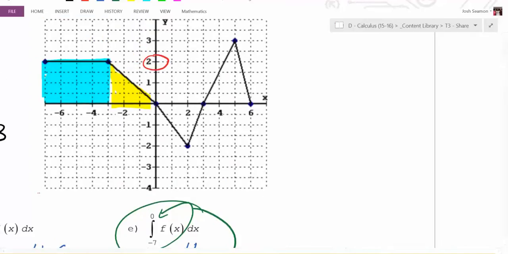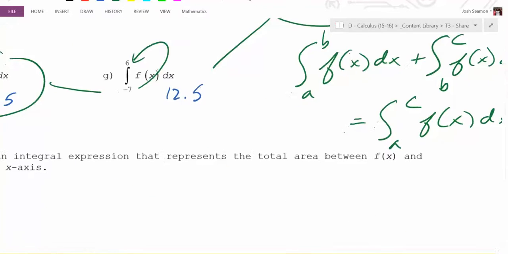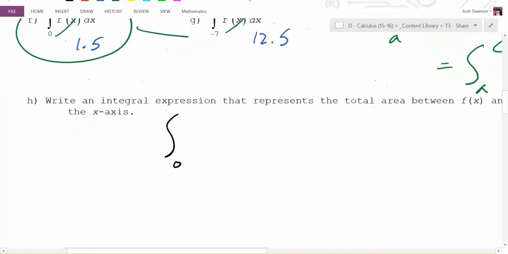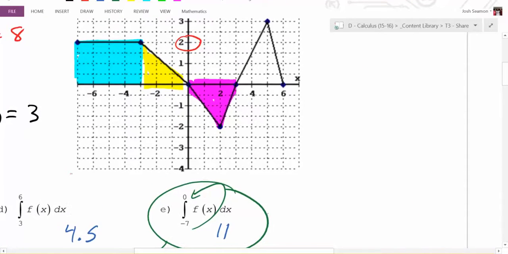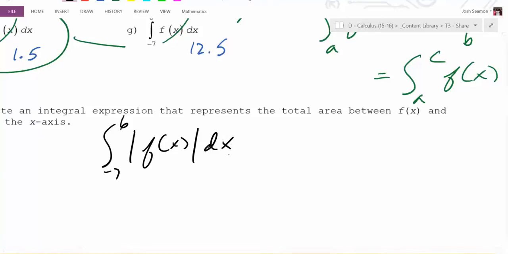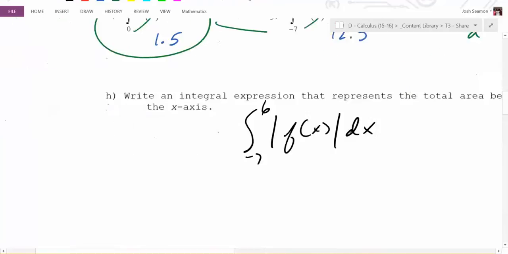Well, 0 to 3, because this comes out to be negative when you do it, right? So let's say you wanted to make it all positive. What can you do to a function to make it all positive? If you did the integral from -7 to 6, and the only thing you put in there is the absolute value of f of x dx. If you put in the absolute value sign, what does that give you? All the positive. It changes anything negative to positive. That would give you the total area between the function and the x-axis, regardless if it's below or above the x-axis.